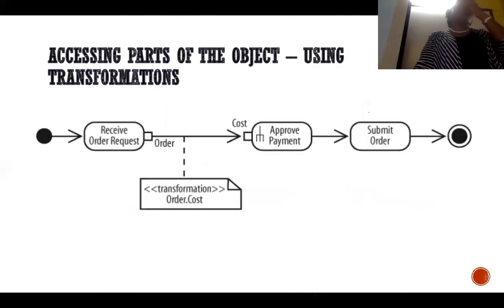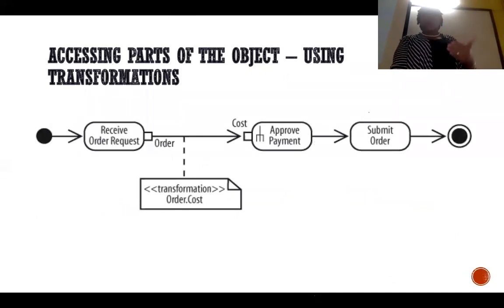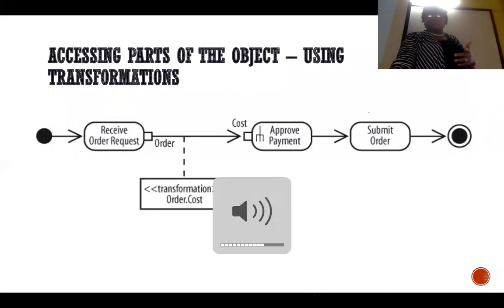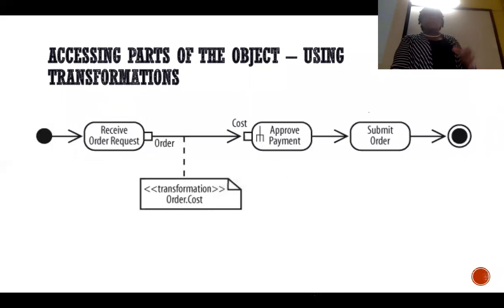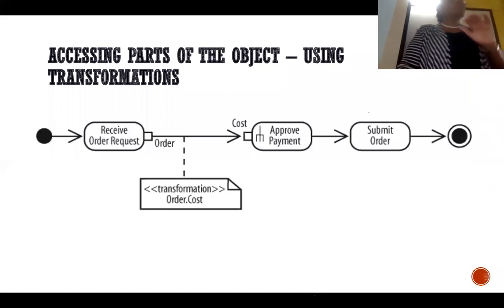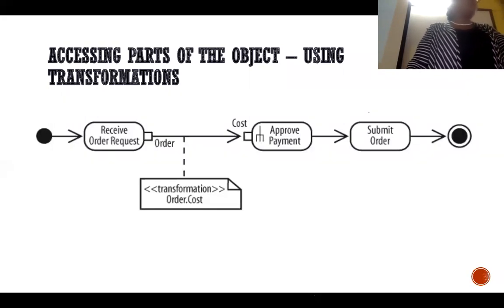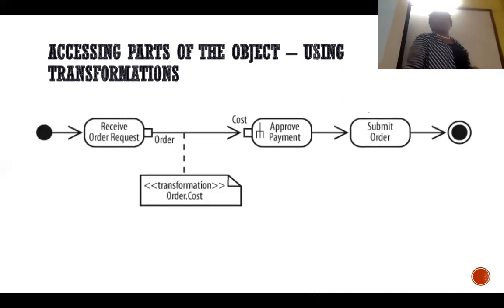Another thing is that you can access a part of an object. So in this case, you're seeing an example where the cost part of the order object is being shown. Everybody got that? So the order object is being sent by the receive order request, but it is the cost aspect that is being required by the approved payment action. Make sense? It can be attributes, yeah. It can be features that you want to indicate that that's what is being used.